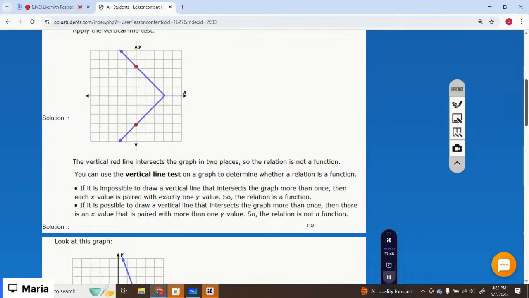You can use the vertical line test on a graph to determine whether a relation is a function. If it is impossible to draw a vertical line that intersects a graph more than once, then each x value is paired with exactly one y value, so the relation is a function. If it is possible to draw a vertical line that intersects the graph more than once, then there is an x value that is paired with more than one y value, so the relation is not a function.